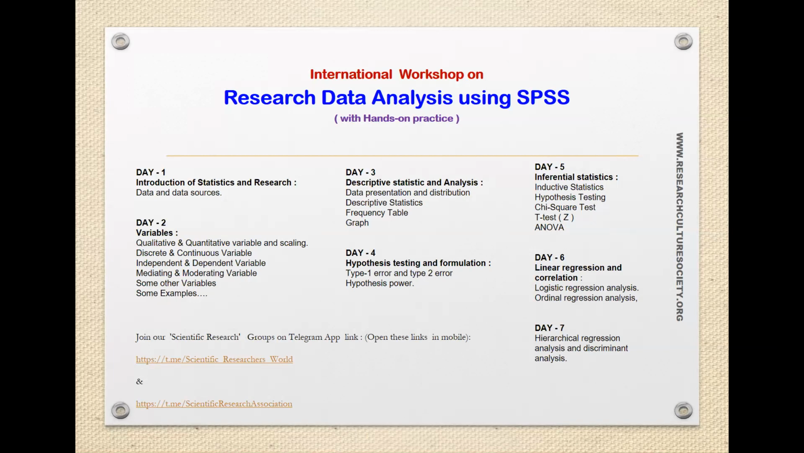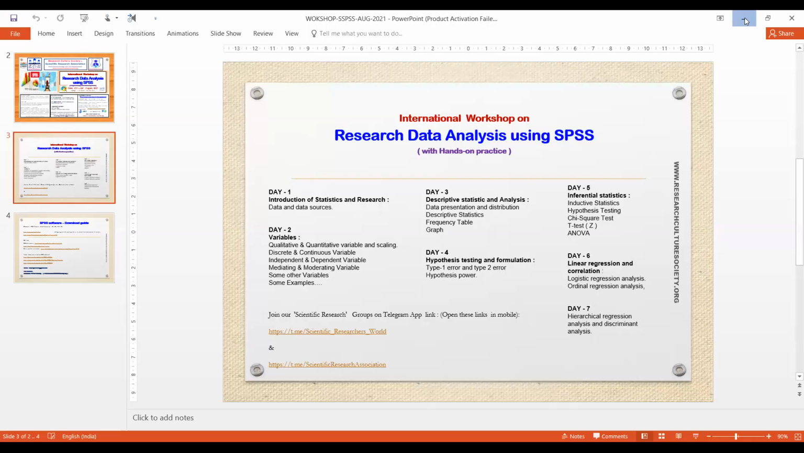Parametric tests are used when our data set is following a normal distribution curve. Okay, and if the data set is following normal distribution curve and they are measured on the continuous, interval, or ratio scaling, then we apply the parametric test.